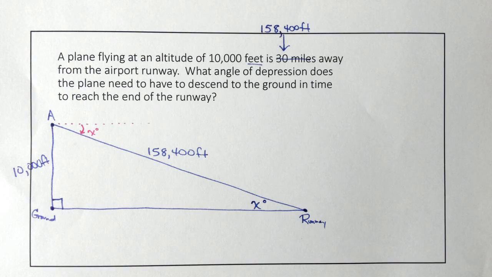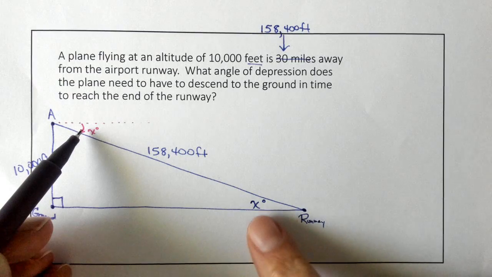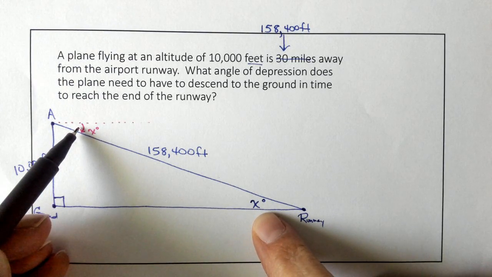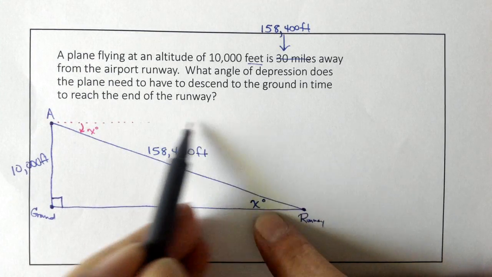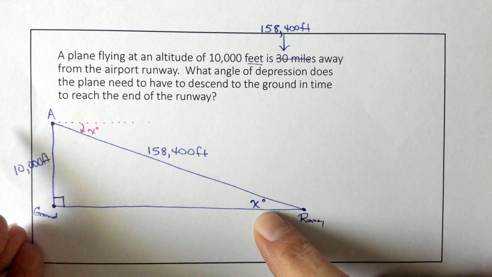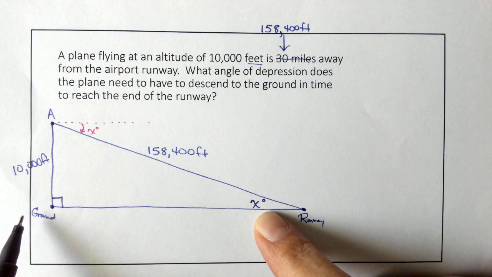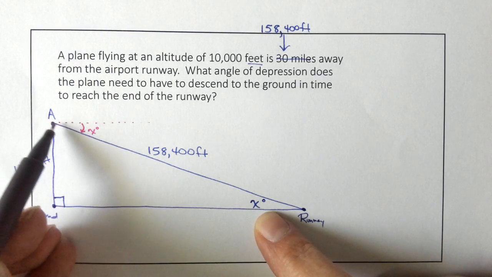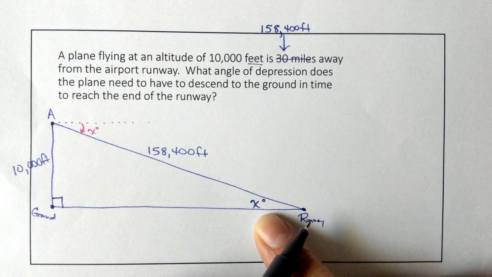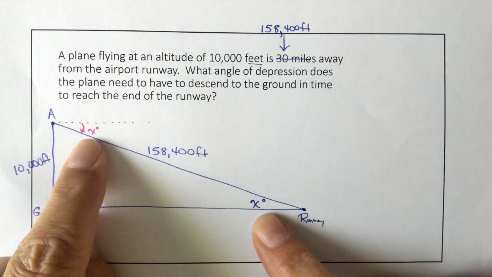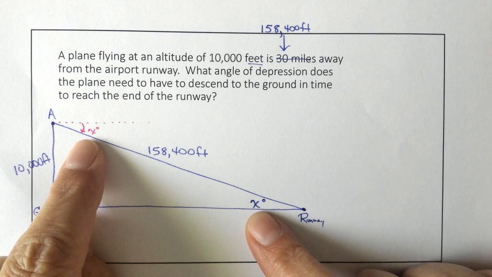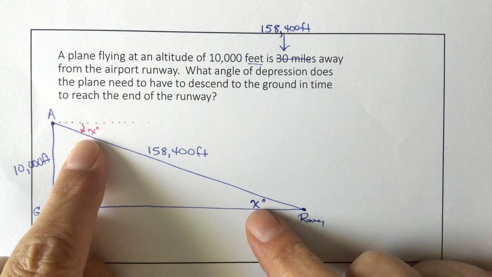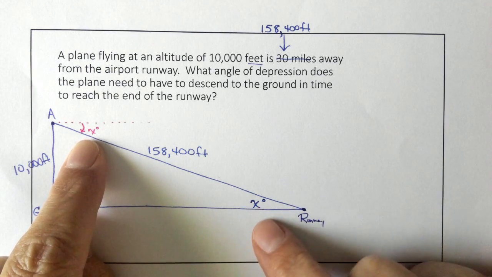But I learned back in Unit 3 of geometry that this angle and this angle down here are alternate interior angles along parallel lines. This horizontal line of sight, the dotted line up here at the top, and the ground, those are horizontal lines. The line of sight from the airplane to the runway is a transversal, and these are alternate interior angles, and they have to be equal. So that means the angle I'm looking for is actually in the bottom of the triangle.